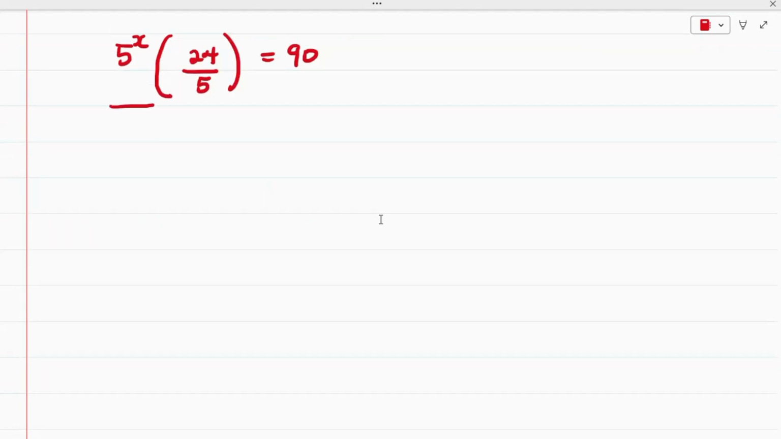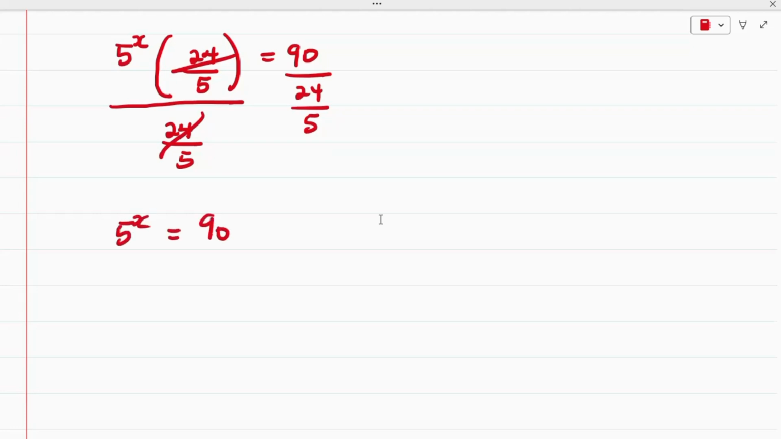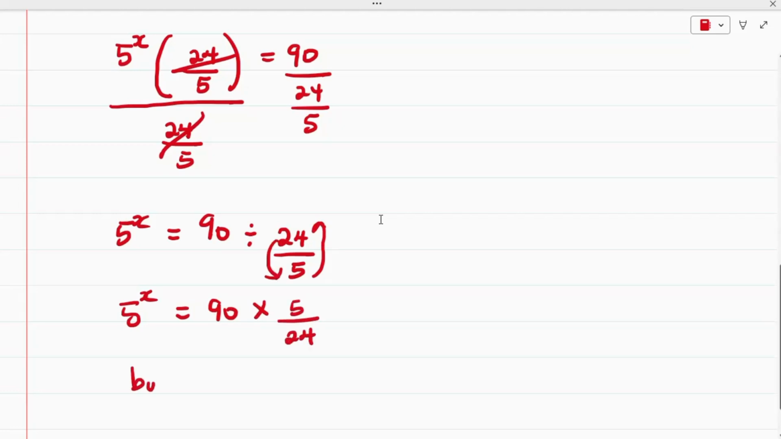So we want to simply divide both sides by 24 divided by 5 to isolate 5 raised to the power of x. So this is going to cancel out this. So we have 5 raised to the power of x is equal to 90 divided by 24 divided by 5. So we have 5 raised to the power of x is equal to 90 times... now we're going to simply interchange this right here. So we have 5 over 24. But 90 can be expressed as 6 multiplied by 15 and 24 can be expressed as 6 multiplied by what?